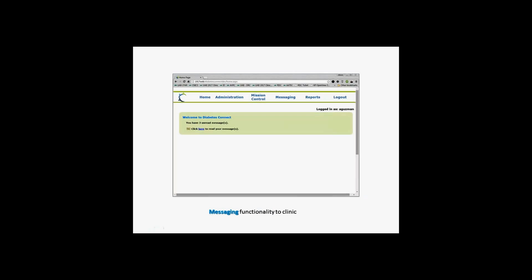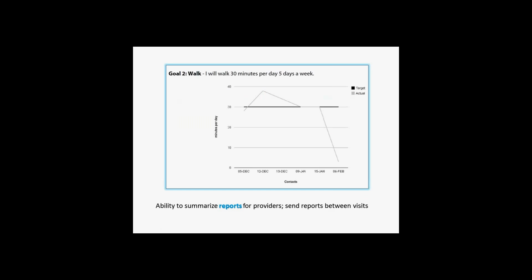You can send messages between community healthcare workers and the clinic, and this is someone's diagram of their goals. They can actually print this out and share it with the clinic, and someone in the clinic always knows who referred them, can always look in and see how people are doing in their goals.